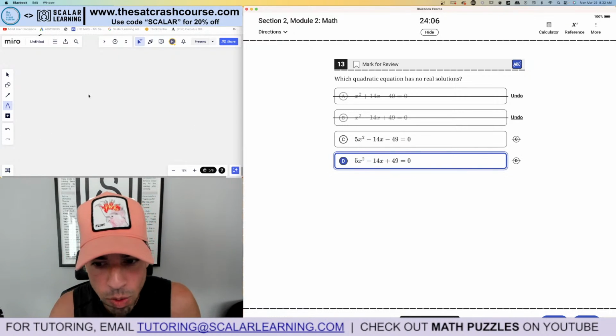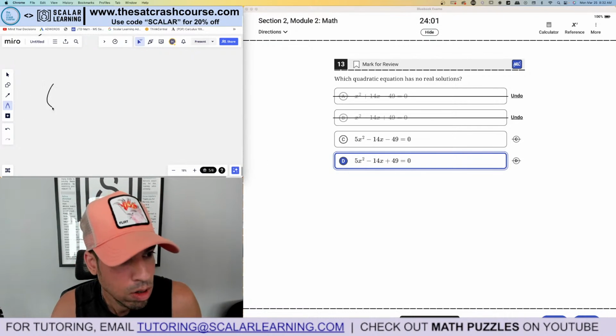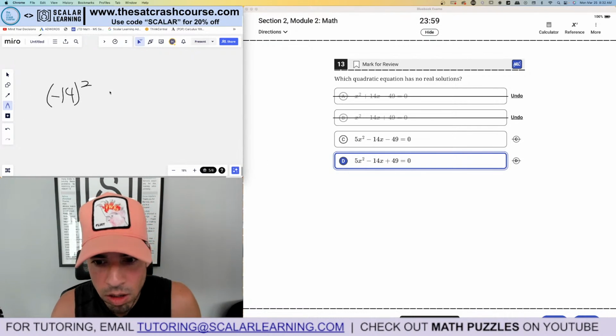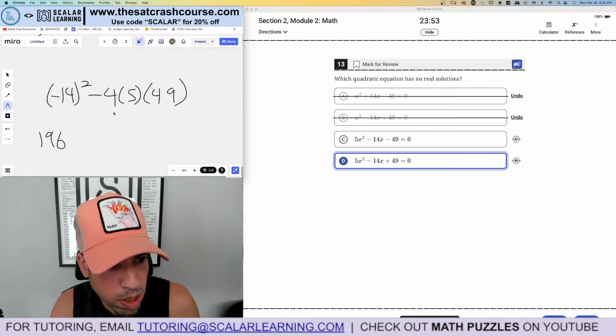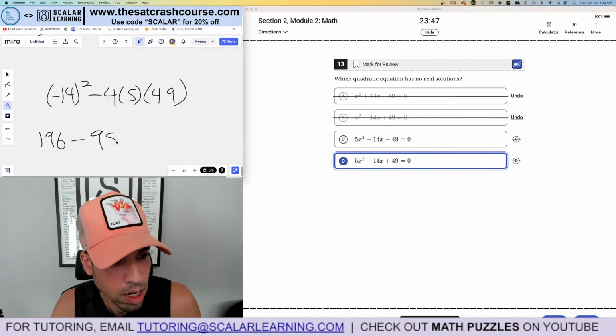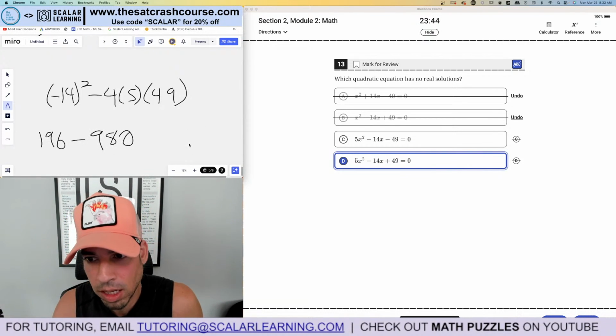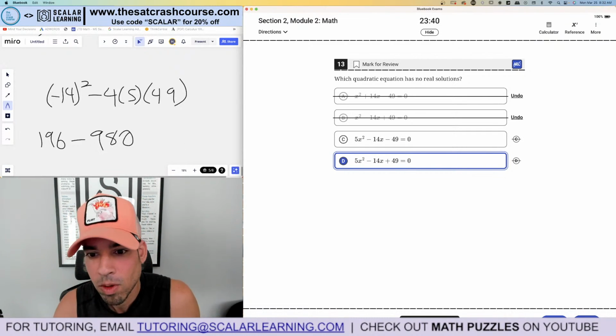All right, now I'm going to show you why. So this is going to be a, b, and c. So b squared minus 4ac. It's got to be this one. So -14 squared is 196 positive, and then 4 times 5 is 20, times 49 is 980, right? 980, that's obviously going to be a negative number. When we have a negative discriminant, it's no real solutions. That's how you do it.